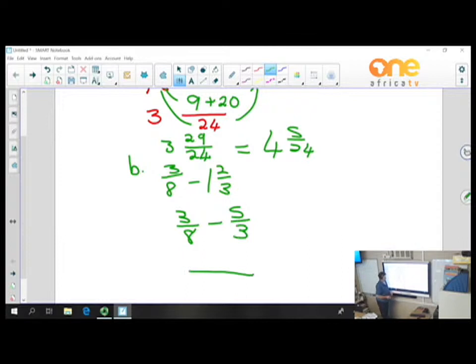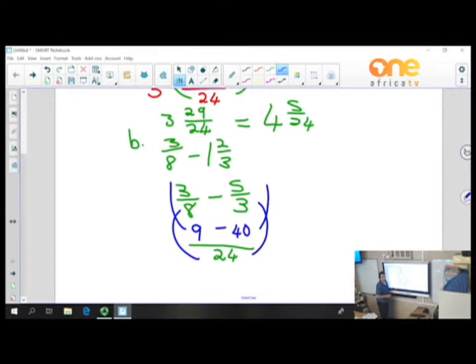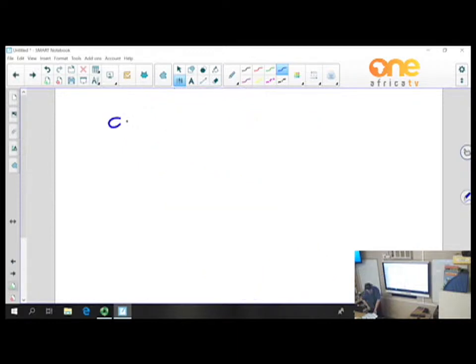Now we find the LCM, and the LCM of 8 and 3 is 24. So this one is 3 times bigger, this one also 3 times bigger, this one is 8 times bigger, so this is then minus 40 there. And then what is 9 minus 40? Negative 31. So the answer is then negative 31 over 24, which can simplify further, isn't it? To 1 and 7. So negative 1 and 7/24. Right, question C.